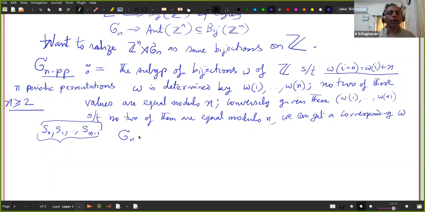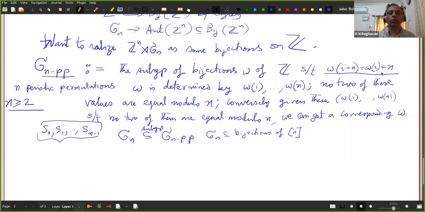So S n is of course a subgroup of this, obviously, because this is bijections on 1 to n, I just map them, and then from what we have said, this defines this. So you can also do Z n is a subgroup of S n P.